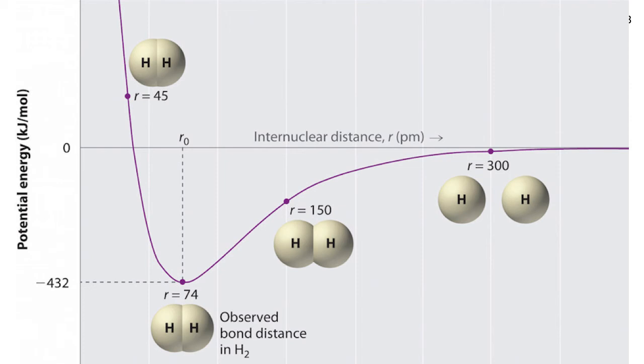Now out here on the right side, at R equals 150, they're weakly bound. That's a weakly bound H2. Out here, R equals 300, nah. The H's are not going to be bound at that distance. And that's what this graph tells you. And this graph is quantum mechanical.